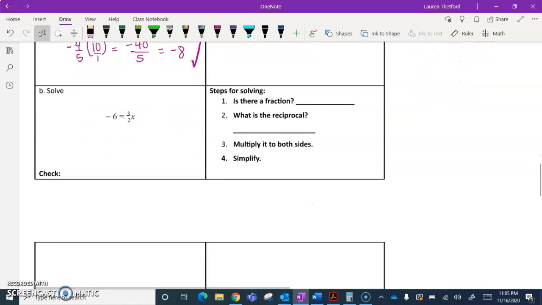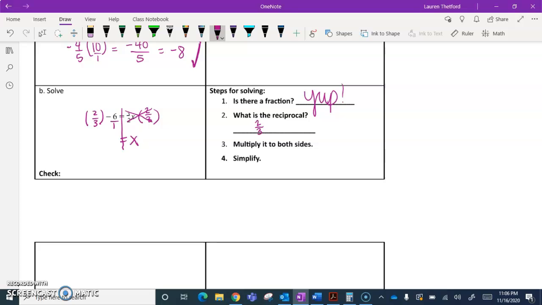So let's do B. So is there a fraction? Yup. What is the reciprocal? So we have 3 halves. So the opposite, or the flipped fraction, is 2/3. So I'm going to multiply by 2/3 on both sides of my equation. Put a 1 as our denominator to our whole number. And we know that these cancel and just leave an x on that side because when you multiply the reciprocals together, you get 1.